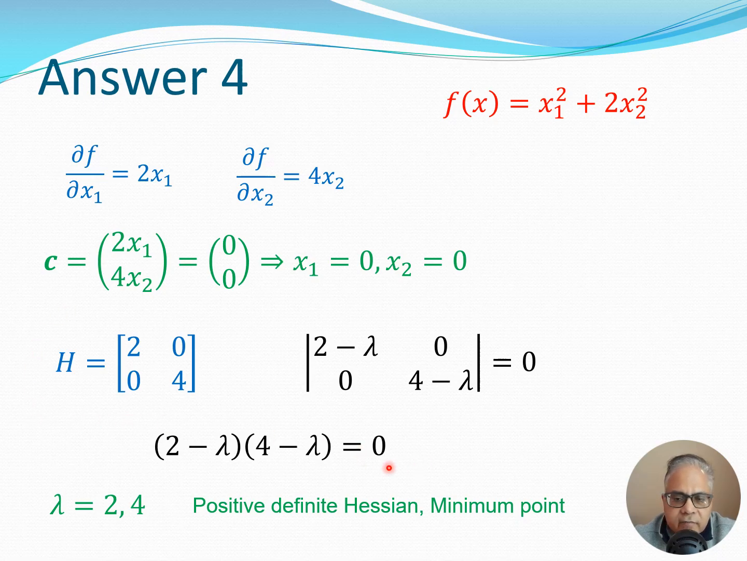I can immediately find the eigenvalues of this matrix. They come out to 2 and 4. So this is a positive definite matrix, and therefore this particular point x1 = 0, x2 = 0, this is a minimum point. So the sufficient condition for a multivariate function is that the Hessian should be positive definite, and that's something which we have obtained here.